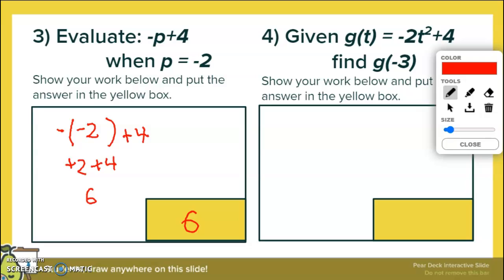What about g of t is equal to negative 2t squared plus 4? Now, in this case, we do the same thing. This is a function notation. So g of negative 3 means negative 3 is taking the place where t used to be. Everything else is the same. Wherever I saw a t, I need to replace it with negative 3. But I am going to put a parenthesis first so that I do not lose anything. Especially when you're dealing with negative 3, you want to use parentheses.